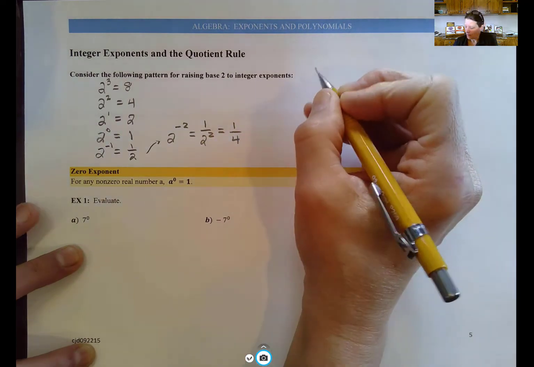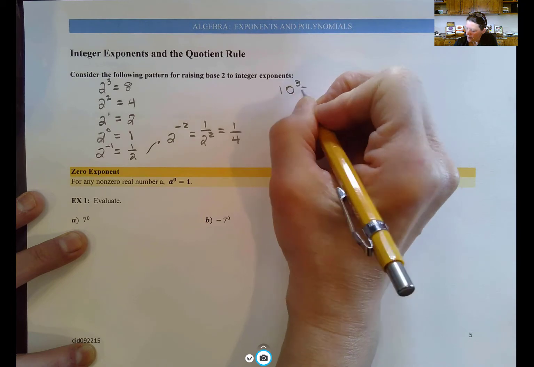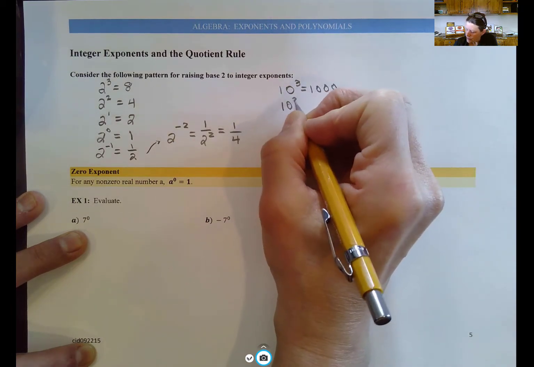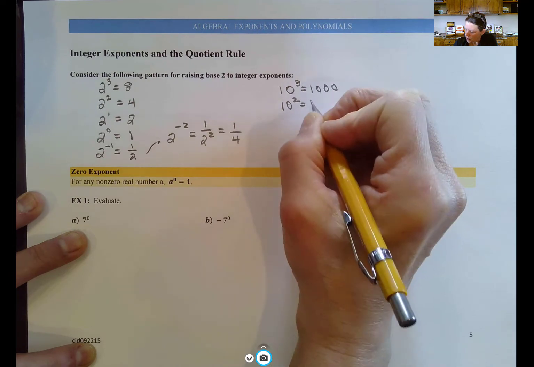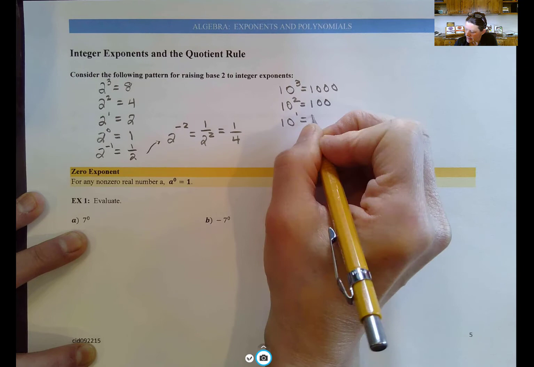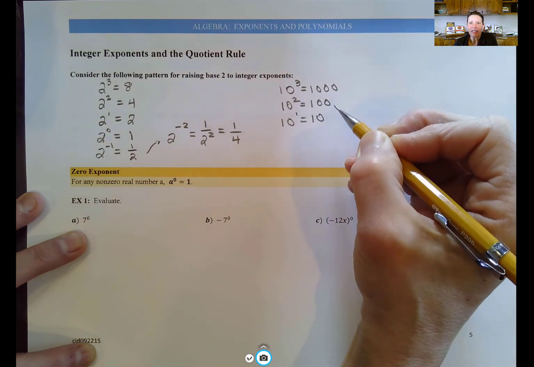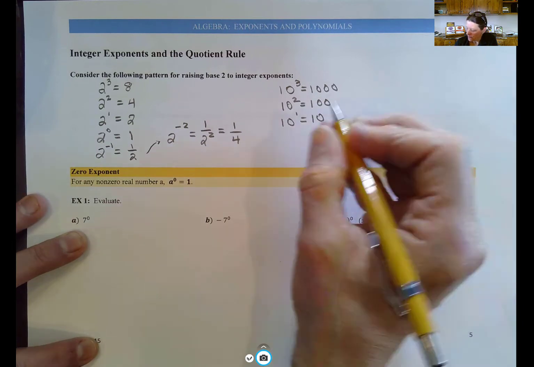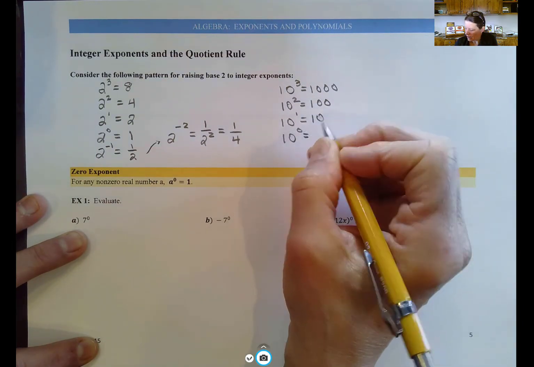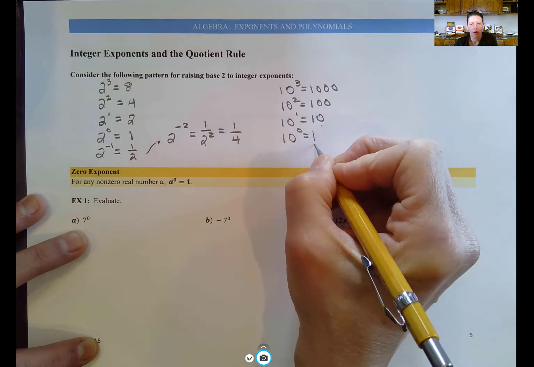Let's consider another pattern using base 10. 10 to the third is 1,000. Reducing exponents, we could say that 10 squared is 100 and 10 to the first is 10. And notice that we're essentially dividing the result by 10 each time, aren't we? So again, this suggests that some number to the 0 power is 1, doesn't it? Because 1/10 of 10 is 1.